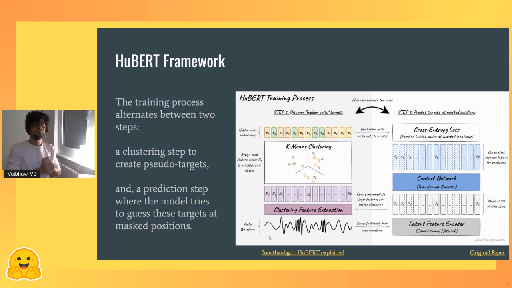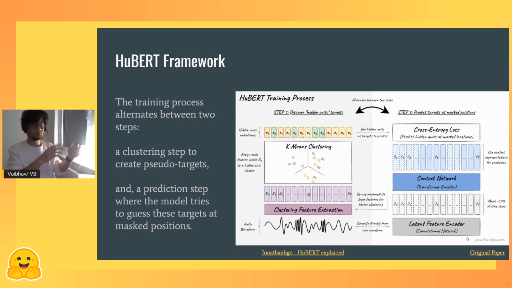Cool. So let's dig a little bit deeper into the framework itself, right? There are two steps happening here. The model just takes the audio waveform as an input, and then it does two things with it. First of all, it takes the audio waveform and directly sends it to the latent feature encoder, right? This latent feature encoder sounds kind of intimidating, but it's nothing but a convolutional network. So it's just multiple convolutional layers which are taking the audio waveform and downsampling it.